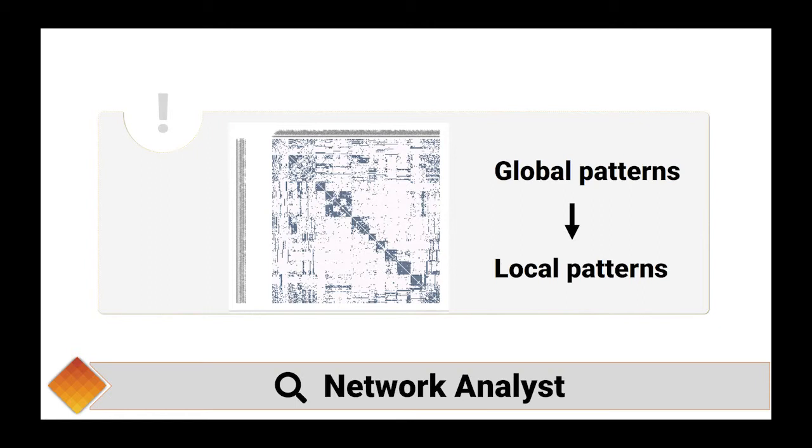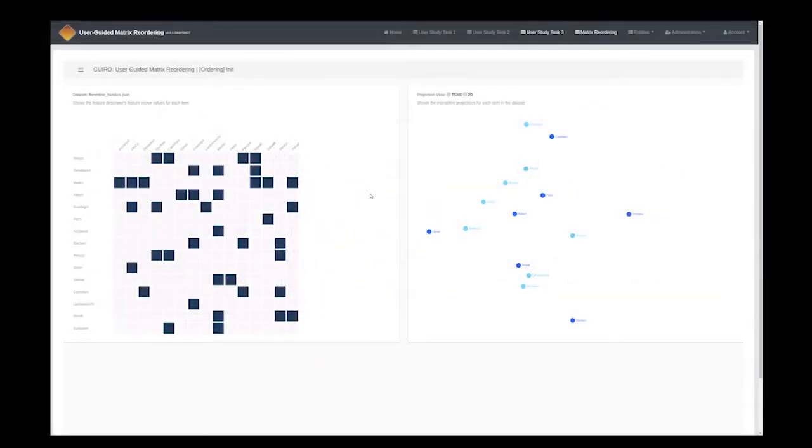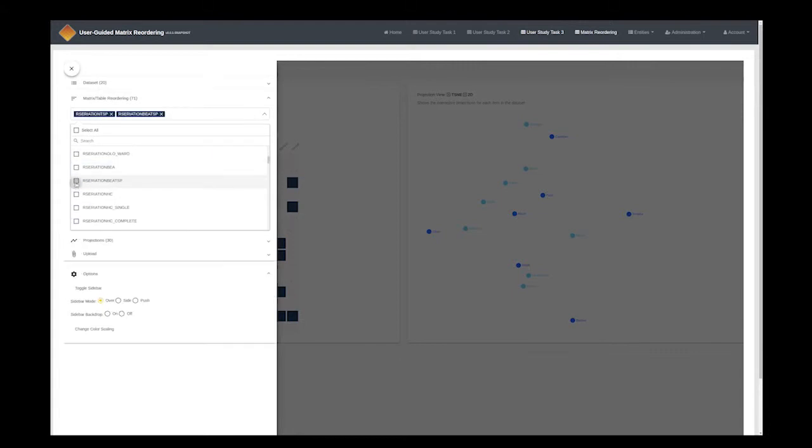The reasons for this are simple. The algorithm was designed to be effective for a certain visual pattern, while the algorithm cannot grasp another pattern. In Guiro, we help network analysts with two novel interaction mechanisms to understand what matrix reordering algorithms are doing and to steer them in locally uncertain areas. We make use of a projection view for this purpose.